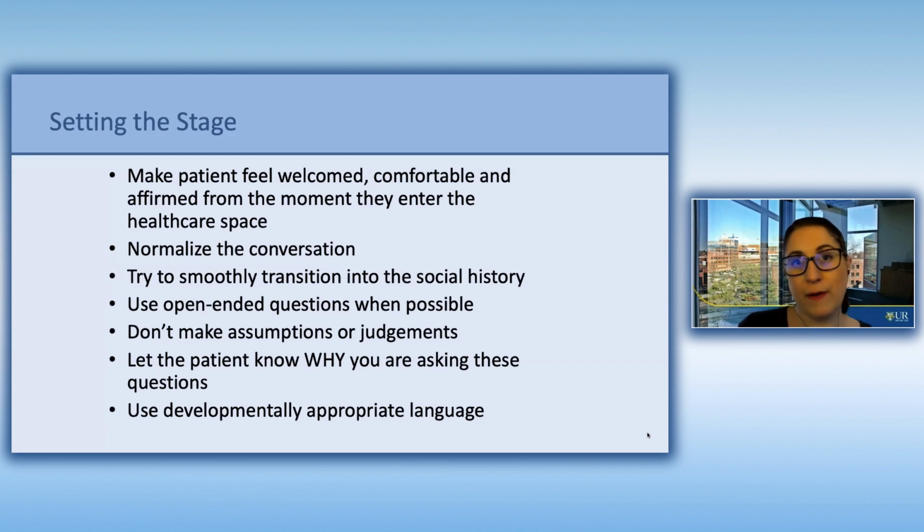Normalizing the conversation, so asking all of your patients their sexual history. Aiming for a smooth transition into the social history, less abrupt, and we'll talk about that. Using open-ended questions when possible, and really avoiding making assumptions and judgments. We're all human. We need to acknowledge that this may and will happen, but really being mindful of it. And let the patient know why you're asking these questions. It's really regardless of age or gender, and really using developmentally and cognitively appropriate language.